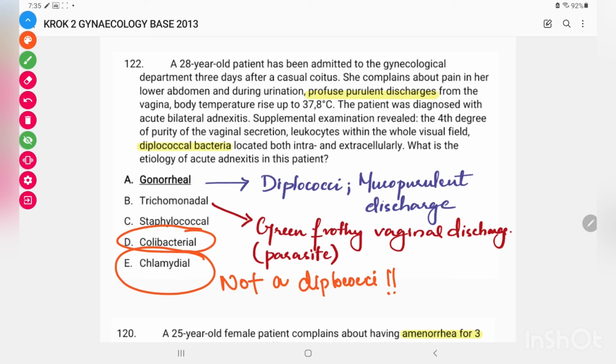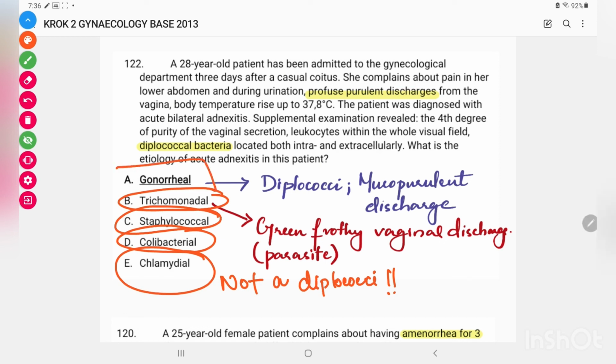Coli bacteria, E. coli, all those are causing issues related to colon. Okay, enteritis or enterocolitis and all, not purulent discharges from vagina. Staphylococcal infection also, it has a different presentation. It does not cause profuse purulent discharges. Okay, and already we know coliform bacteria or staphylococcal, all these are not diplococci. And finally, Trichomonas vaginalis. Again, they give out green frothy vaginal discharge. And the second thing is, Trichomonas is a parasite. It is not even a bacteria.